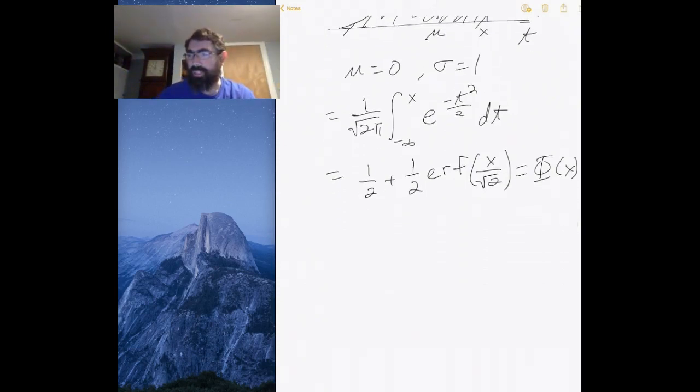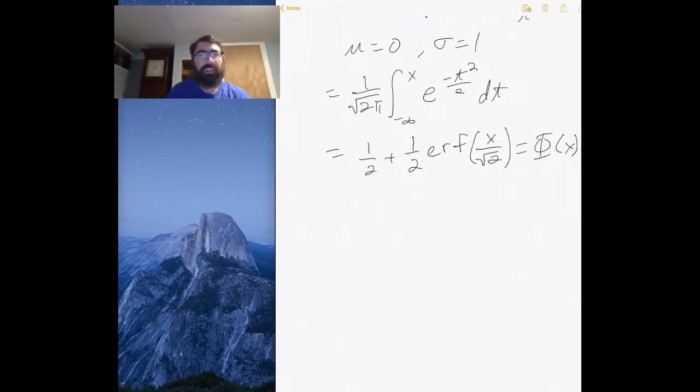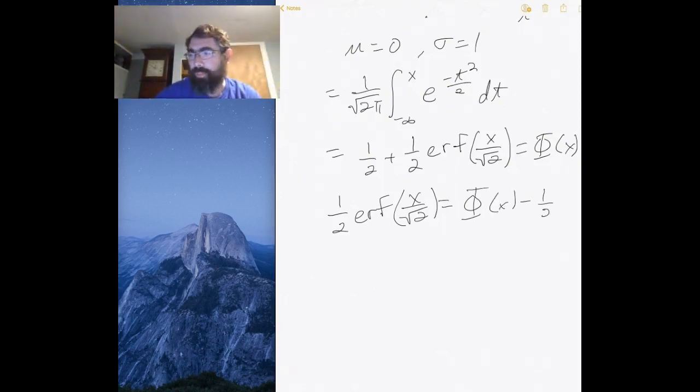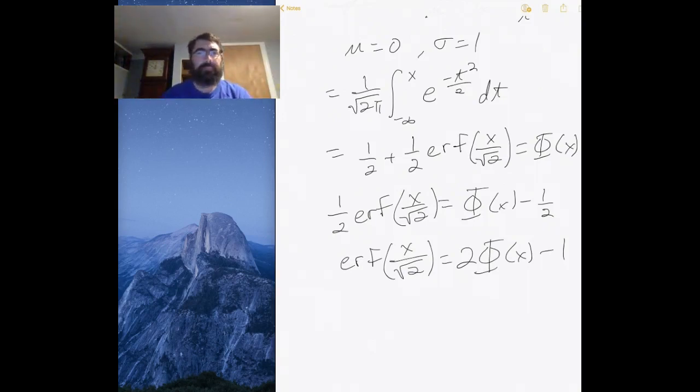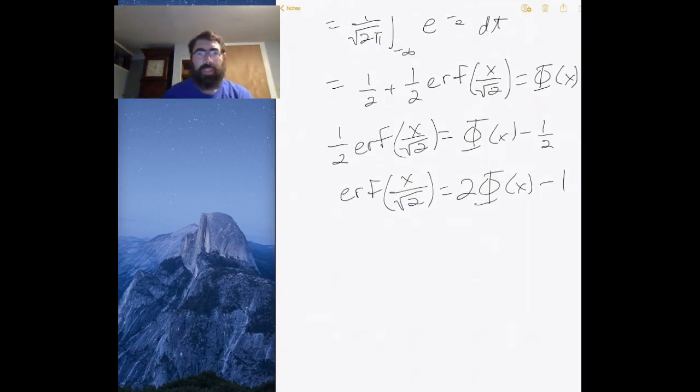So that means if I rearrange this and solve it now for the error function instead of the Gaussian, I would get 1/2 the error function, x over the square root of 2, is equal to the Gaussian minus 1/2. And so the error function is 2 times my Gaussian minus 1. Now there's another function related to it called the complementary error function.